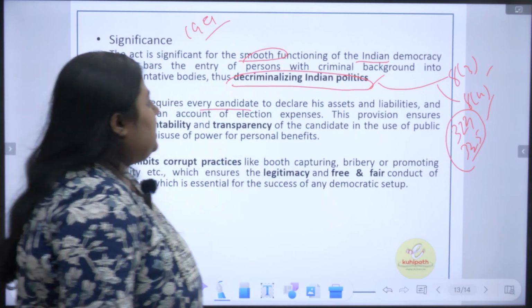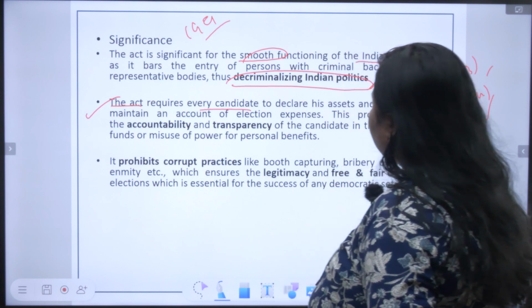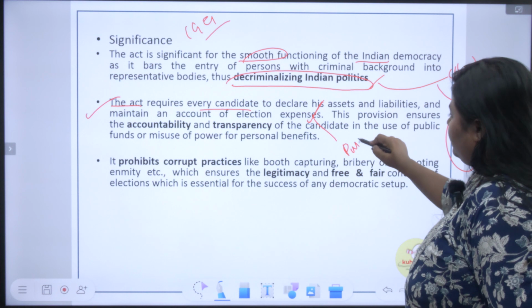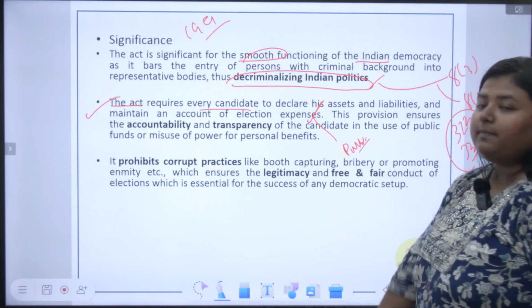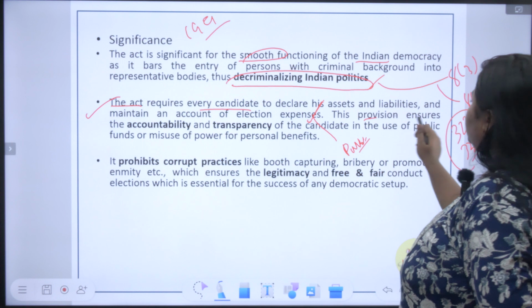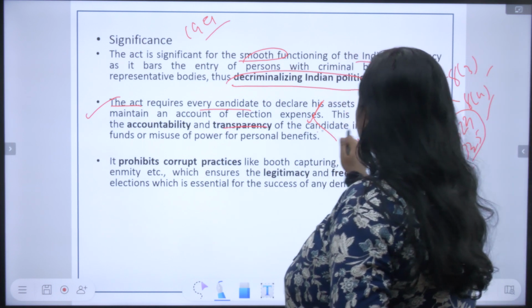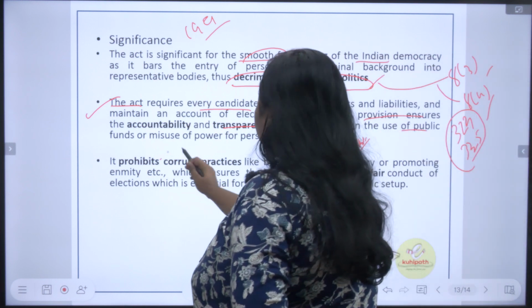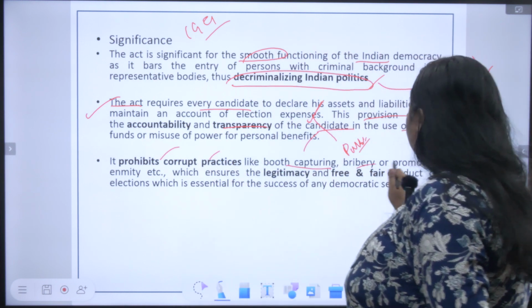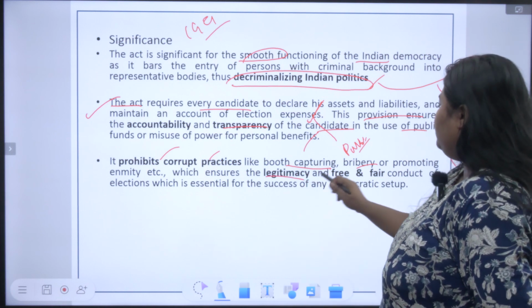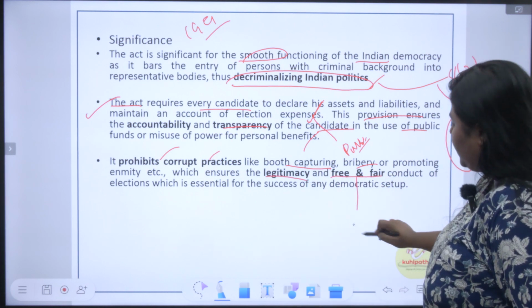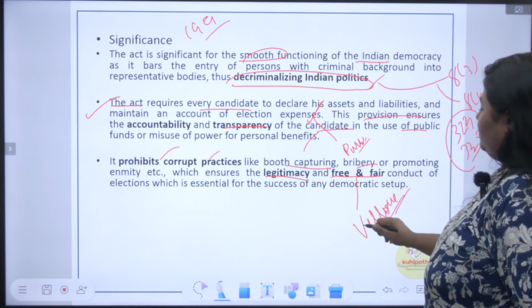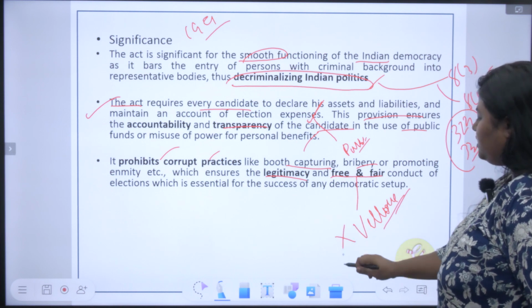The next point is the act requires every candidate to declare his assets and liabilities and maintain an account of election expenses. We had talked about the public exchequer, how accountability and transparency are mandated. This provision ensures the accountability and transparency of the candidate in the use of public funds. Fine, we had discussed this. Okay, it prohibits corrupt practices like booth capturing and bribery, which ensures the legitimacy of free and fair elections. I gave the example of the Vellore constituency case, which was against free and fair elections.